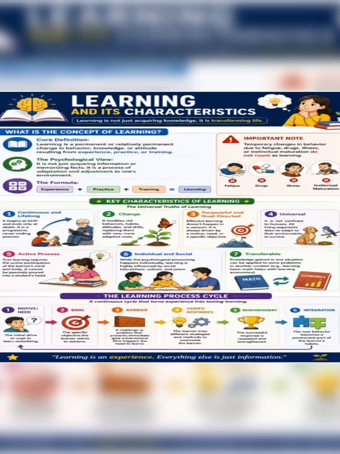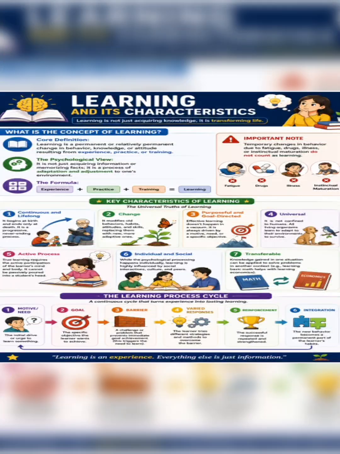Number 3, purposeful and goal-directed. Effective learning doesn't happen in a vacuum. It is always driven by a motive, a need, or a specific objective. You learn because you are aiming for a target. Number 4, universal. It is not confined to humans. All living organisms learn to adapt to their environments to survive, represented perfectly by the little dog graphic.